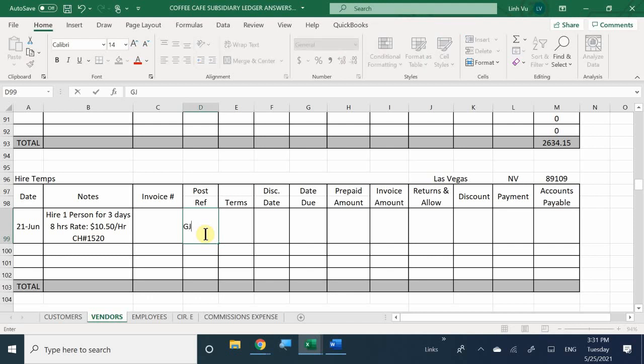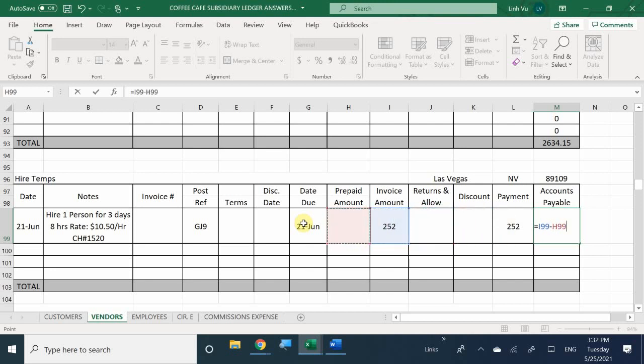Right, and here general journal number 9, right? Even though there is no invoice number, you still have a contract number to that. It's just we don't list it because we only hire this temporary worker one time. So I put the date due 6/21. Yep, 6/21. Invoice amount 252. I put a payment of 252.